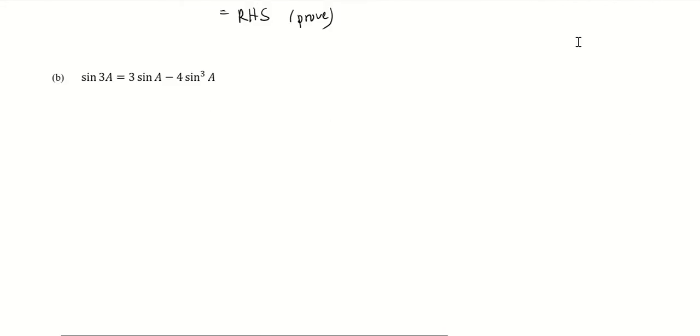Next is to prove sin 3A equals 3 sin A minus 4 sin cubed A. Soalan proof juga. So biasanya kita akan start from left hand side. So the left hand side is sin 3A.